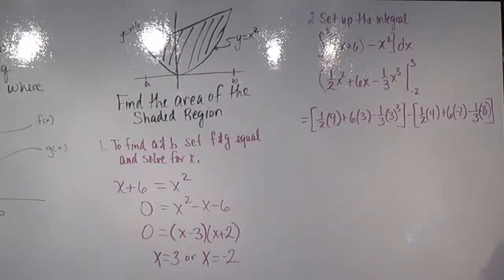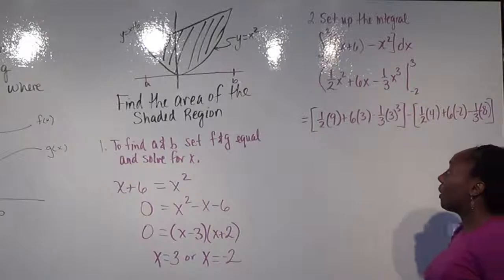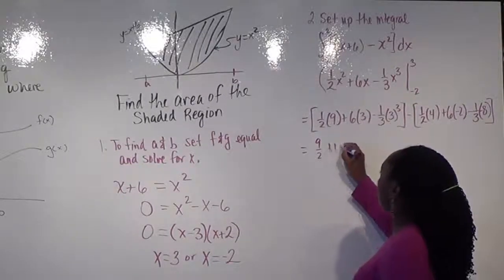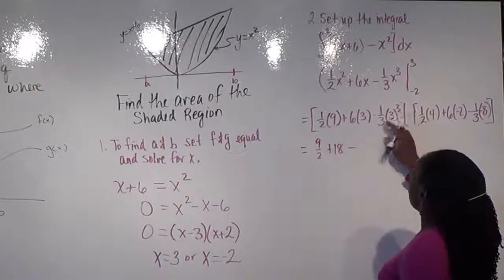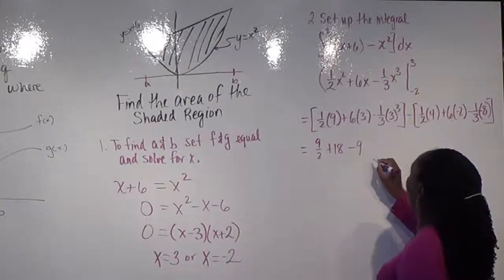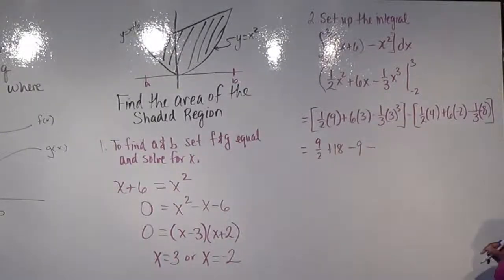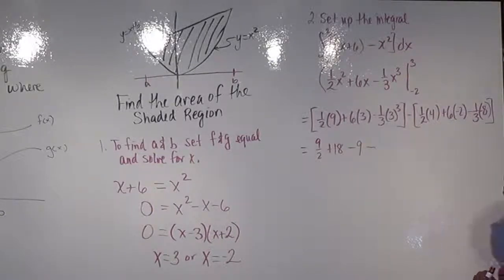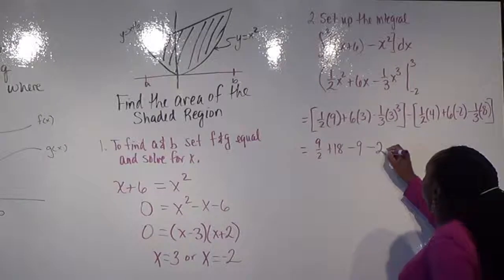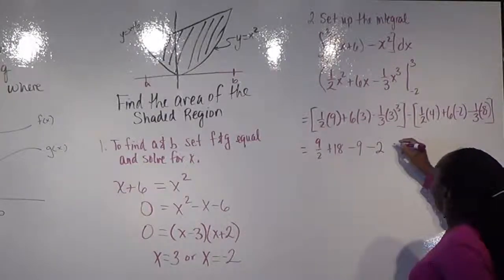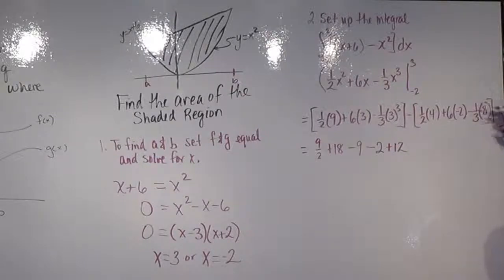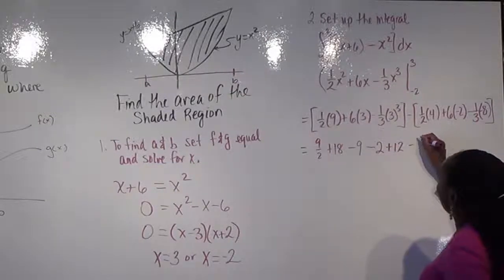Okay. Now it's just a matter of evaluating. So we'll get 9/2 plus 18 minus, looks like 27/3, which is 9. Minus at the lower limit, again, be careful here, make sure you distribute through. So we'll get a negative 2, there's a negative 12, so that'll be plus 12, and then a positive 8/3 being subtracted.